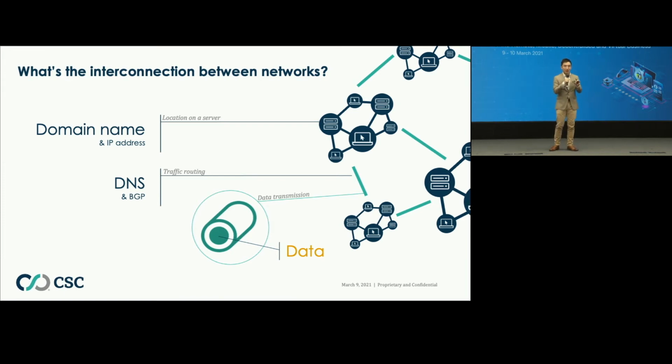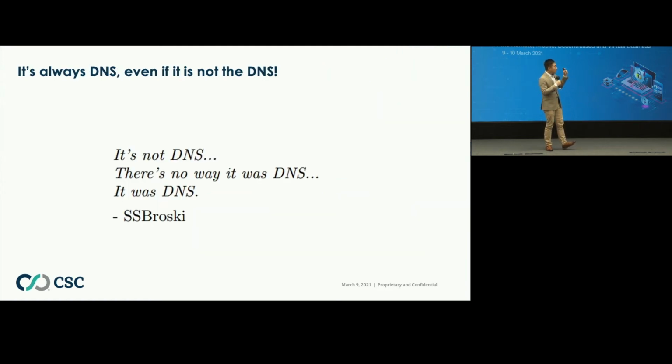I'm not going to talk about the IP address because it's linked to the domain name, and I'm not going to talk about BGP because there's hardly anything you can do about it. But focus on domain and DNS, which you have more control over. Now, when we think about DNS as a problem, it's always DNS, but there's a line behind that: there's no way it was DNS. It was DNS. So even if it seems like it's not DNS, it is DNS.